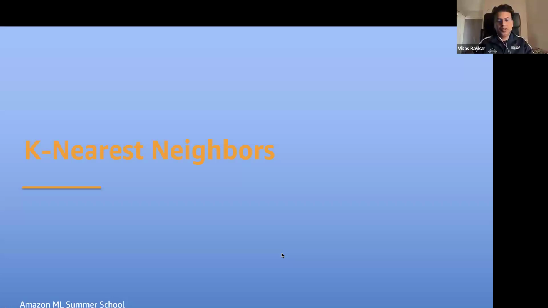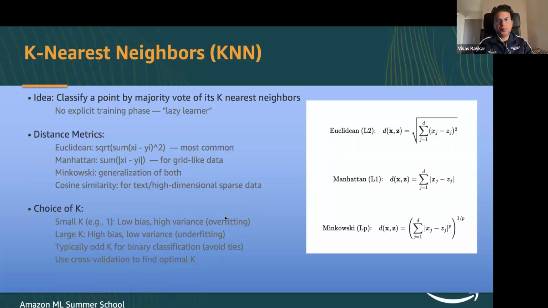The next simple baseline classifier is the k-nearest neighbor, which, while simple, is one of the most powerful baselines that we can try for any problem. The idea is pretty simple. We classify a point by majority vote of its k nearest neighbors. Let's say I have a training data set of a million points. Each one is a point in a d-dimensional space. For any new point I want to classify, I'm going to find its nearest neighbors, or let's say its k nearest neighbors.